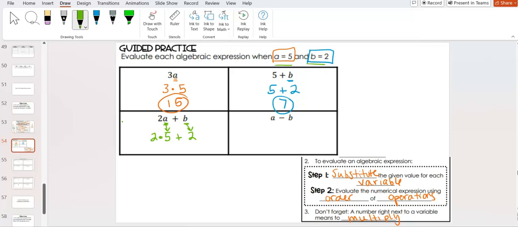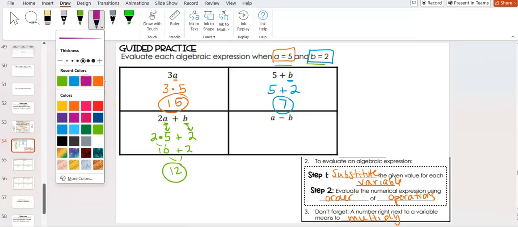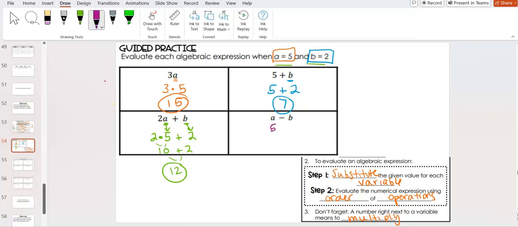Now I'm going to use order of operations, and I'm going to multiply first, and I know 2 times 5 is 10. Whoopsie. And then 10 plus 2 is 12. That's my answer. All right, and then the next one is A, which is 5, take away B, which is 2. 5 take away 2 is 3. And it's that simple, guys.